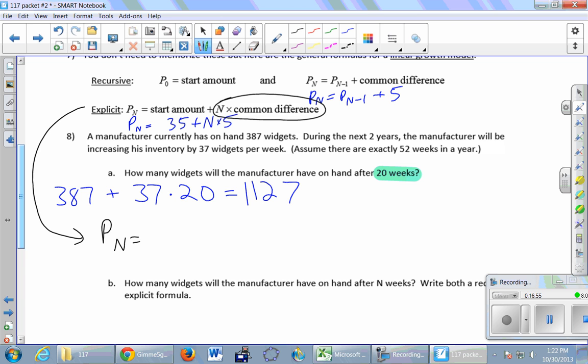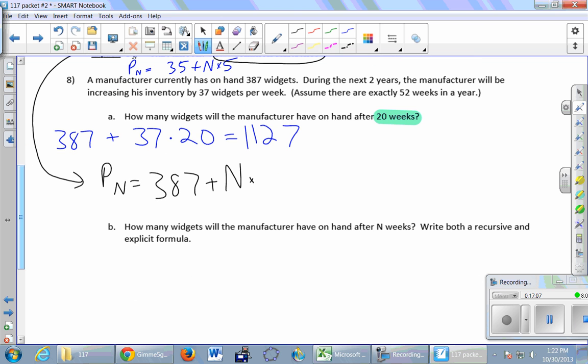P sub n equals start amount, 387, plus n times what's the common difference? 37. Every week you gain 37 of these things. Right, so that's just using the formula from up above. And how does the 20 weeks play into this? Just substitute 20 for n, right? n is how many time units have passed. So if we're interested in P20, that just means change the n into a 20.